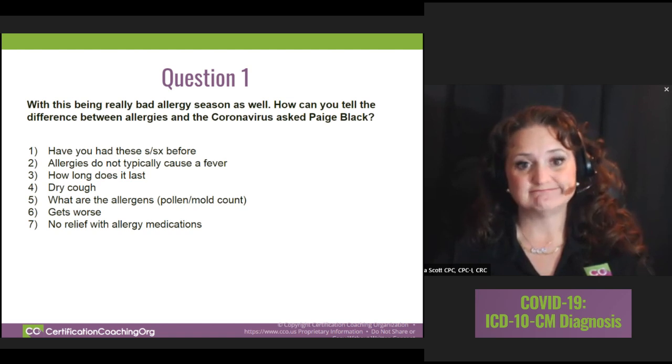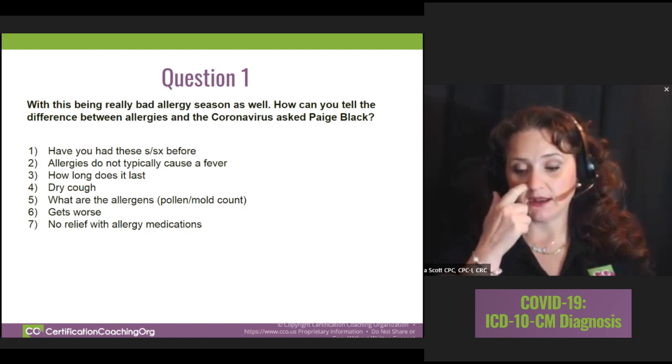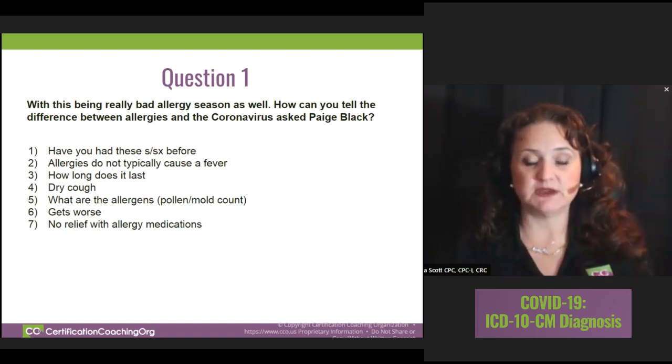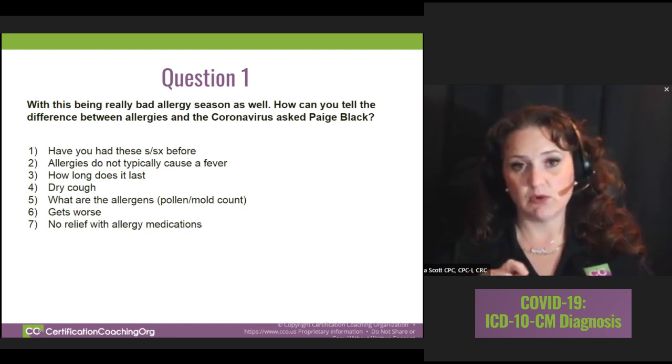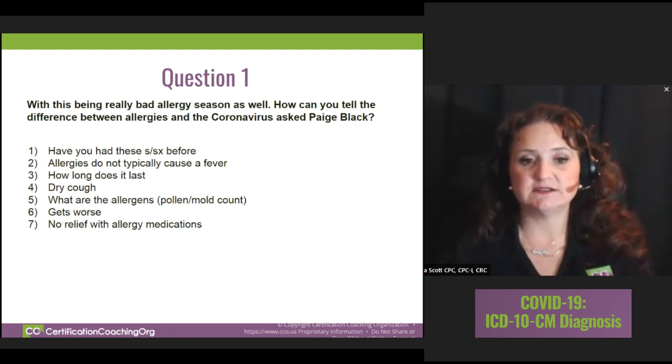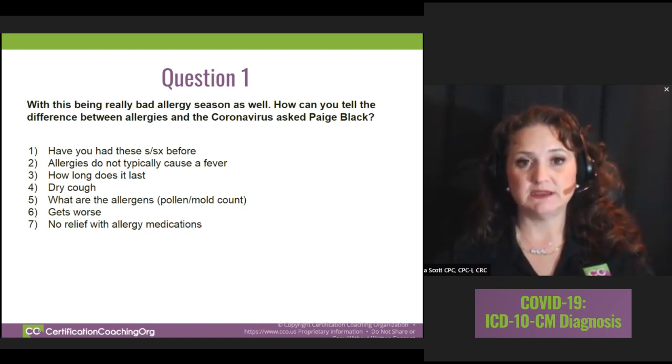What are the allergens? If it's pollen and mold, you check the counts, right? And so the provider may ask, what are your typical allergens? And you say, oh, I have a really big problem with mold. So if you've been to an allergist before, they may reference those records and note that the mold count is excessively high this past week. And that would help them determine that it might be a sign and symptom of an allergy.